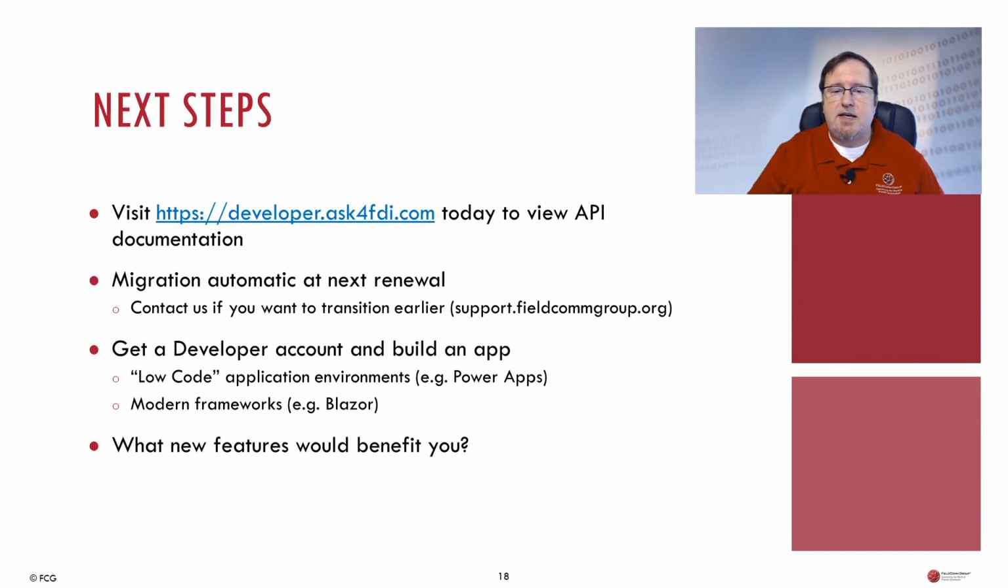Next steps, visit our developer portal, developer.askforfdi.com. You can look at that today, immediately after this webinar. Go take a look at some of the documentation and the various different API calls. However, if you want to use the API call, you will need to get a developer account. And those can be done either at your next renewal, or if you like it quicker, you can contact us at our support portal and we can certainly migrate you sooner.